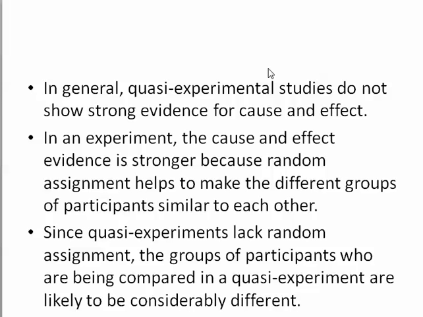Only a true experiment actually shows strong evidence for cause and effect. A quasi-experiment doesn't really show strong evidence for cause and effect, just like how the correlational study doesn't show strong evidence for cause and effect. But both the correlational study and the quasi-experiment typically have better external validity than an experiment does, because quasi-experiments and correlational studies usually have more real-world data, not data that just came from a laboratory.